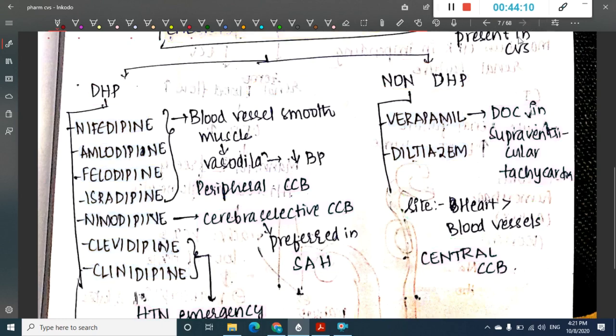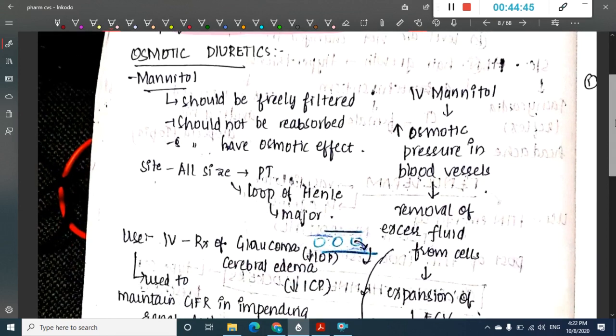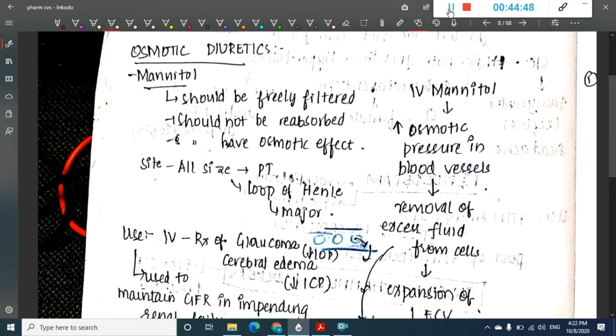Okay, the next group of drugs is diuretics. Obviously they cause loss of sodium and water, and thus decrease the blood volume, and because of decreased blood volume and decreased cardiac output, there is decreased blood pressure. The most preferred diuretic used in hypertension is thiazide diuretics. First we will see all the diuretics in detail. The first important diuretic is the osmotic diuretics.